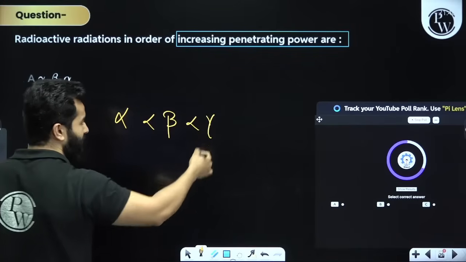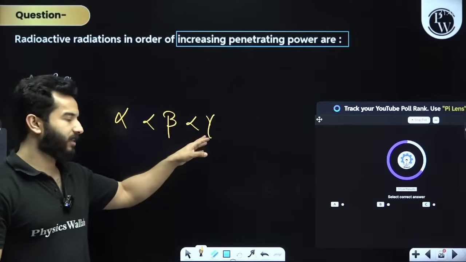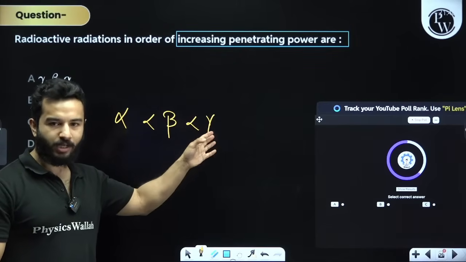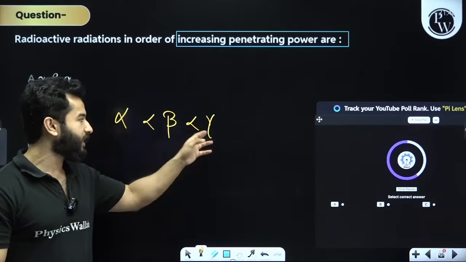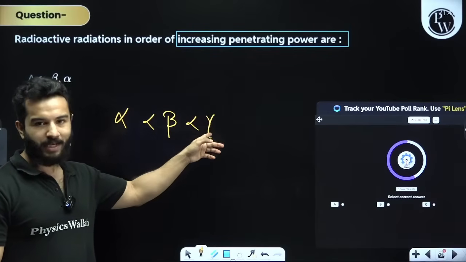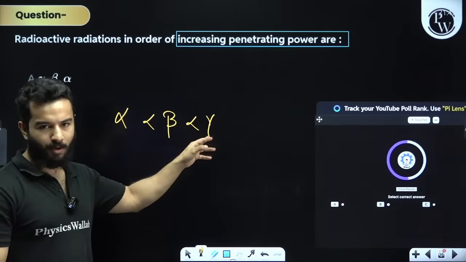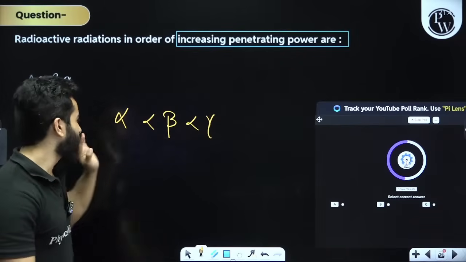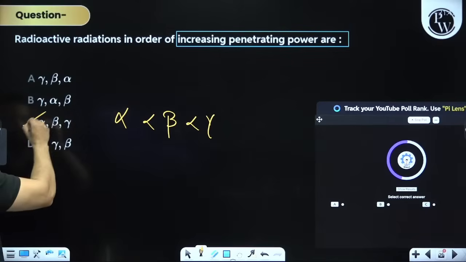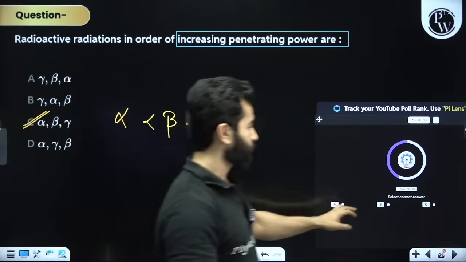Gamma is massless, it travels with the speed of light, so it has very high energy. So this has very high penetrating power. It requires lots of lead bricks to stop gamma particles, right? And then comes beta, then comes alpha. So alpha, beta, gamma, that means option C is correct.